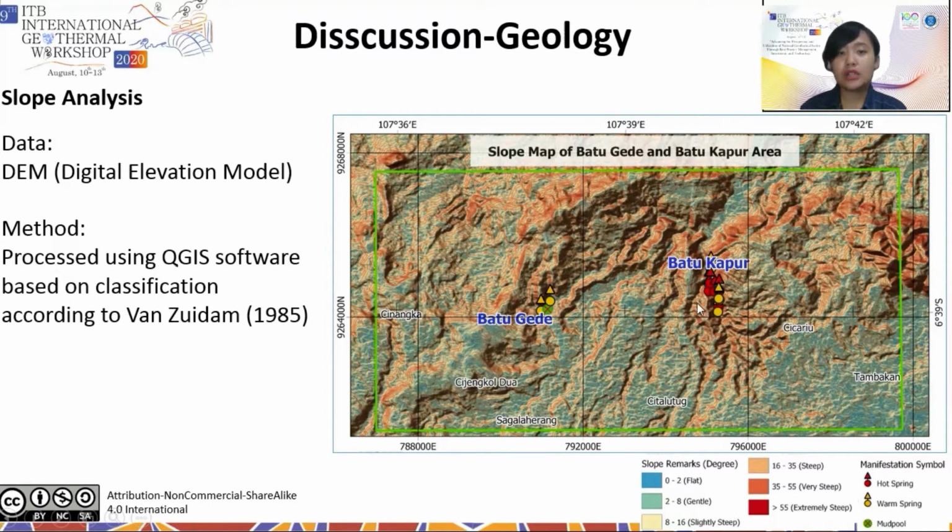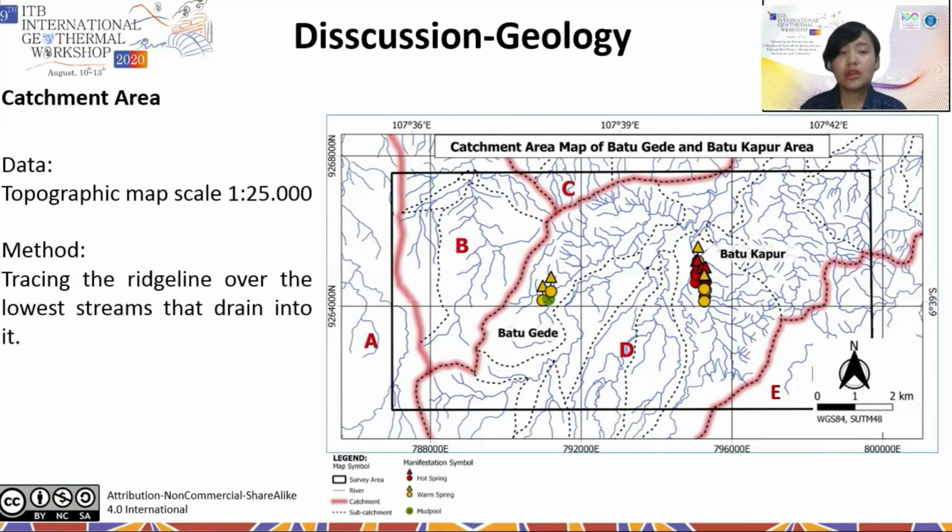Meanwhile, Batu Kapur is included in the relatively steep hills unit. It seems to be associated with fault structures that were inferred from topographical offsets, river alignments, and steep slope alignments. Origin of the catchment area is from the flank of Tangkuban Perahu in the northern part of research area. It indicates that the regional flow is still getting effect from Tangkuban Perahu.